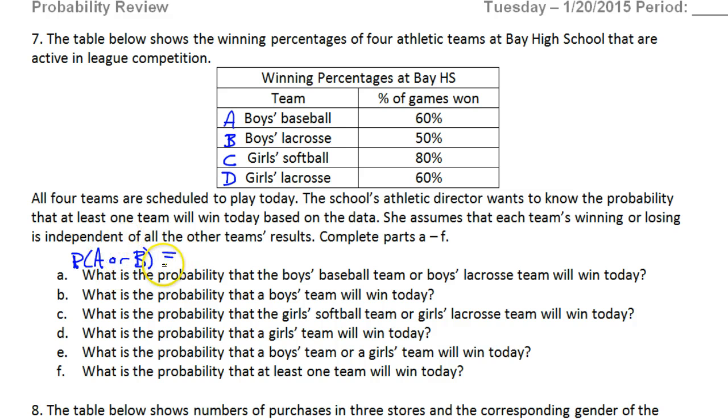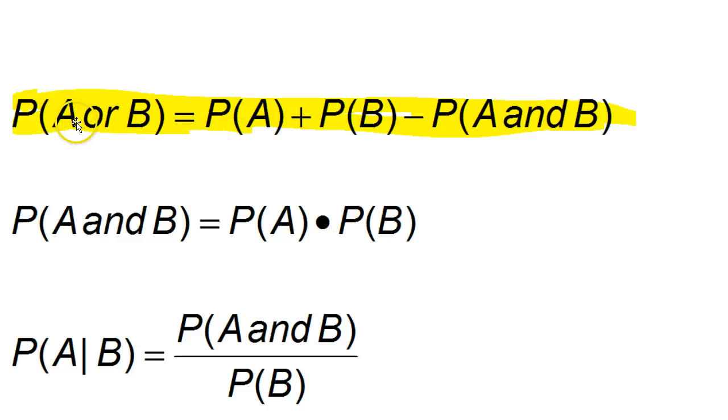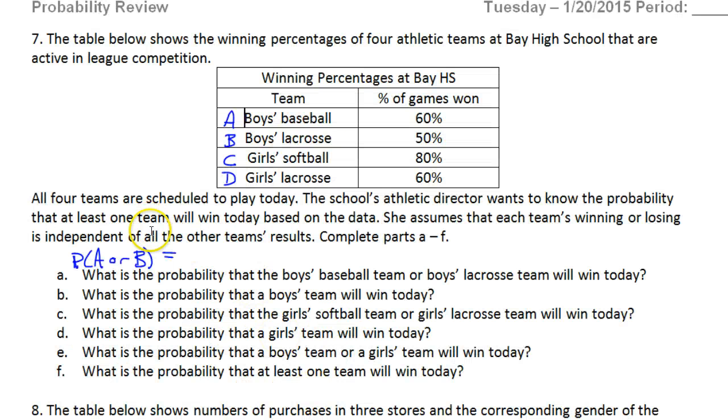Well, we have a formula for this, and that's what we're going to have to use. So I'm going to just go with the words. The probability of A or B is the probability of A plus the probability of B minus the overlap. So we're going to find the probability by doing the probability of A plus the probability of B and then minus the probability of A and B.